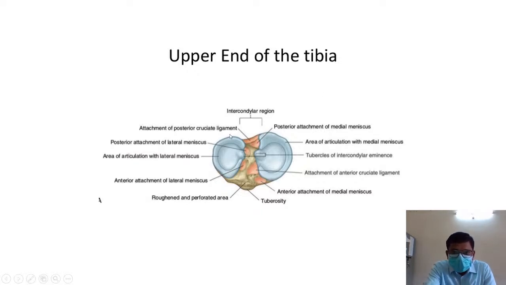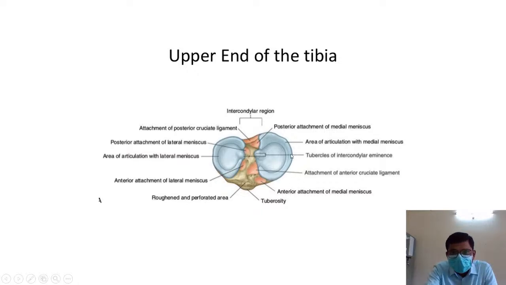Now from this posterior cruciate ligament, just in front of that, you can see the posterior attachment of the medial meniscus. From the posterior attachment of the medial meniscus, you can look at this picture, you can see a C-shaped or oval structure, the area for the articulation with the medial meniscus. This is all the medial meniscus. And now in between you can see two eminences very clearly. These are nothing but the tubercles of the intercondylar eminence.